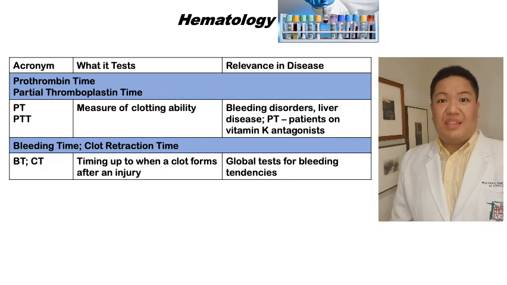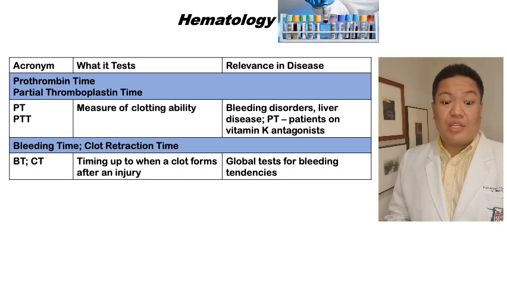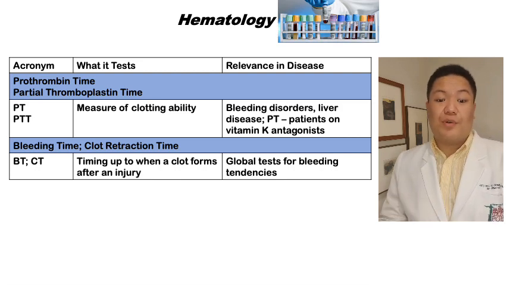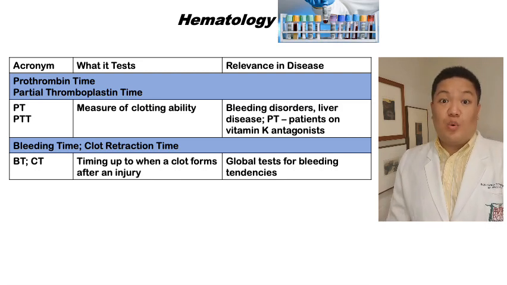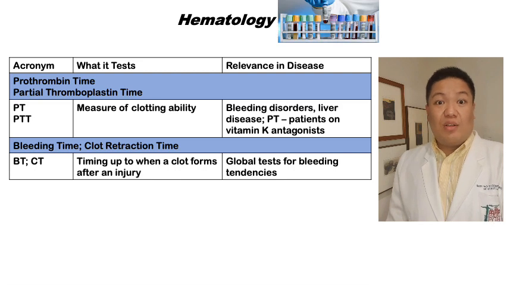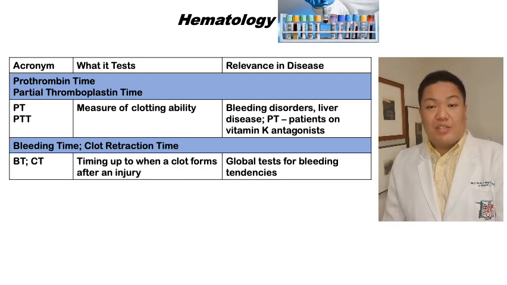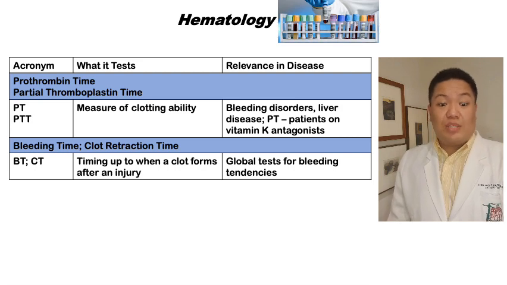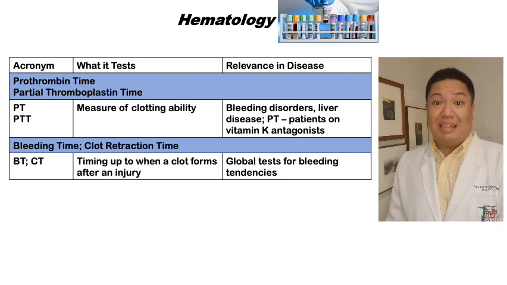The PT and PTT and the bleeding time, clotting time are tests that we use for determining possible bleeding disorders, if there's liver disease, especially in prothrombin time, and patients who are on a vitamin K antagonist such as warfarin. So we have to monitor the pro time and also the INR, which is part of the results for pro time. So the bleeding time and clotting time, we use it as a global test for bleeding tendencies.